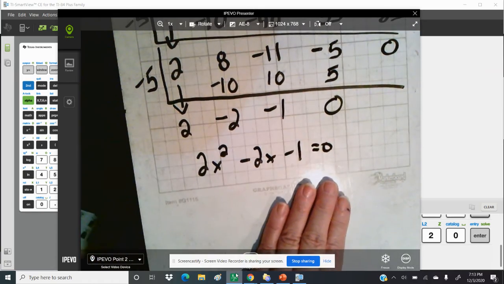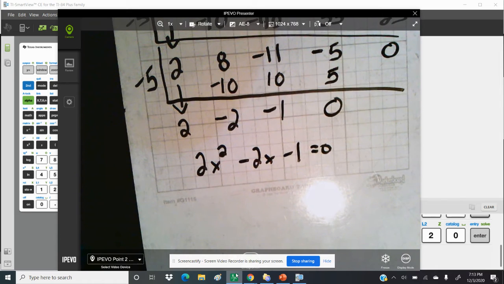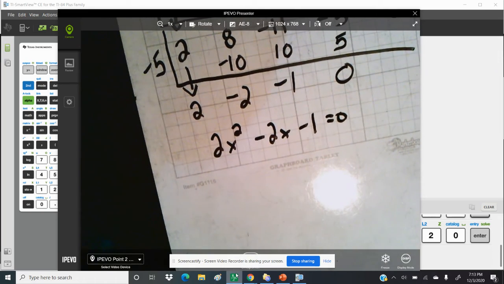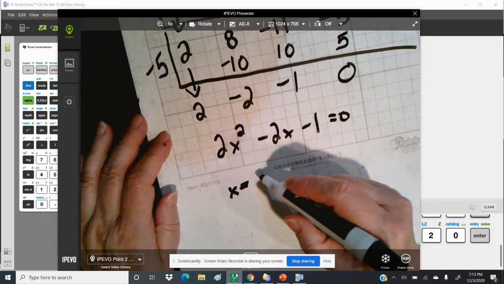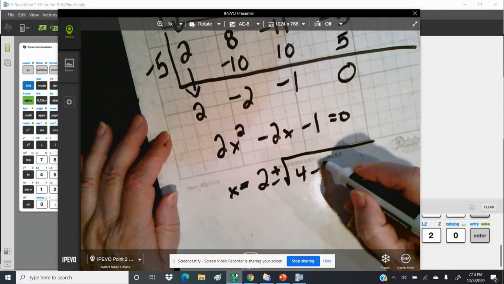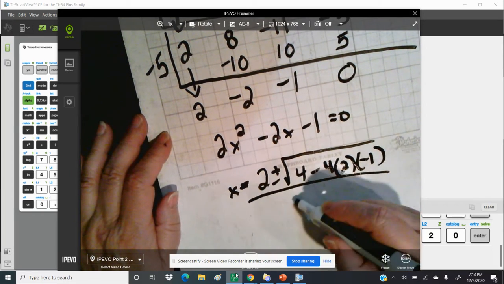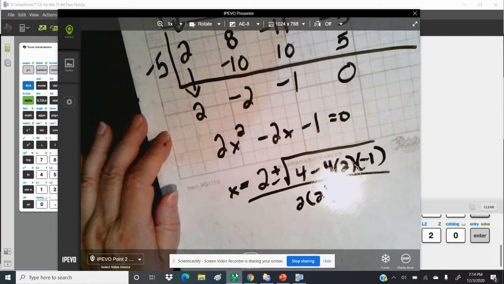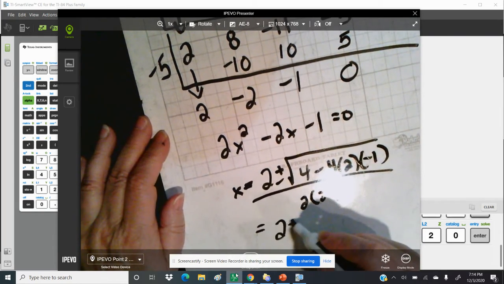And now this is a quadratic equation, and I know that I can solve a quadratic equation. So I'm going to go right to my quadratic formula. It doesn't look like it's factorable. I could try that for a minute, but I think I'm just going to go right to my quadratic formula. So x equals minus b plus or minus the square root of b squared minus 4ac all over 2a.